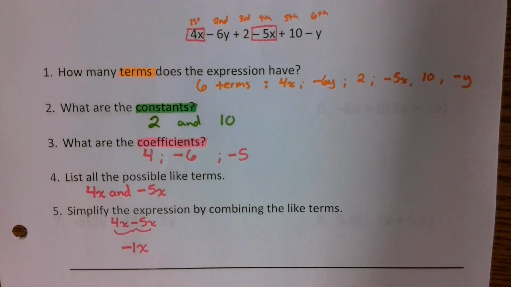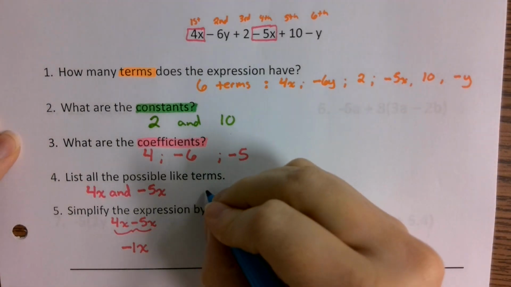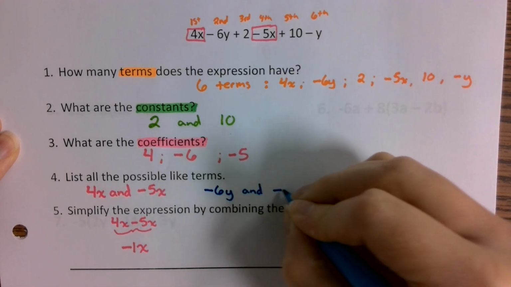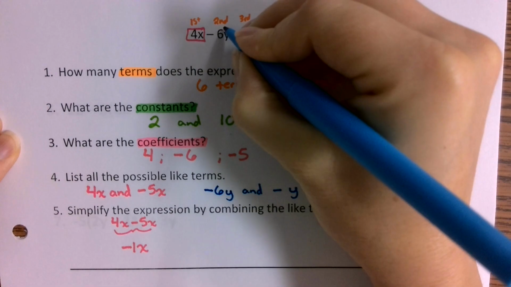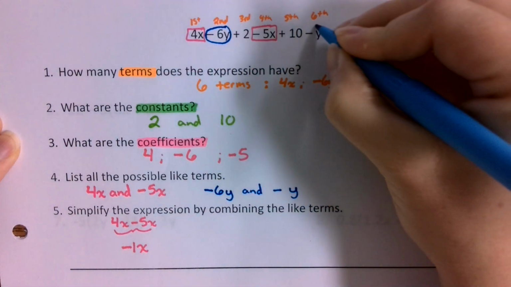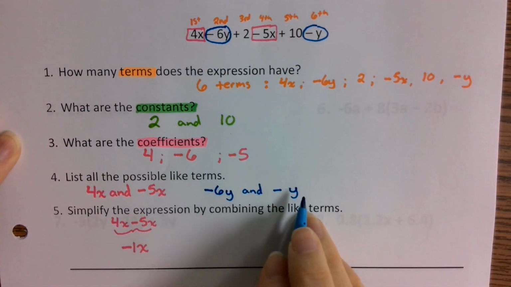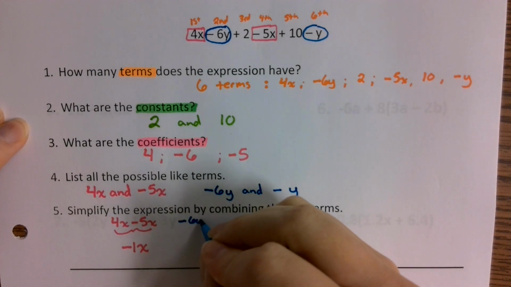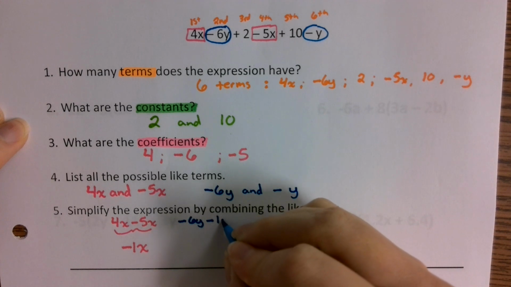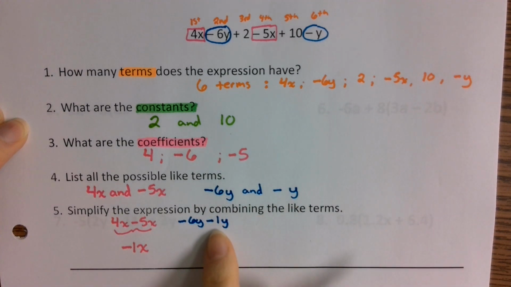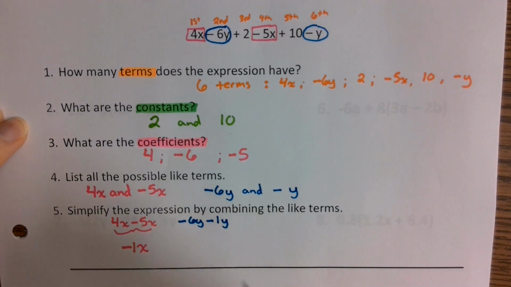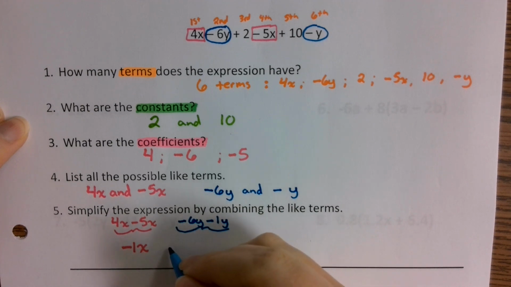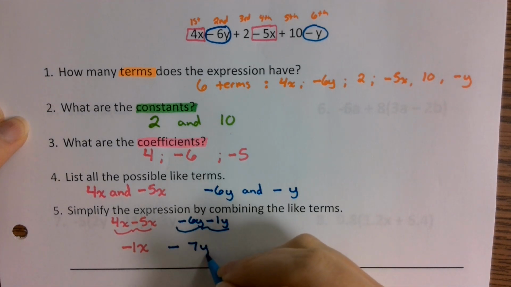Okay, what's another set of like terms up here? Anasia? Good. Negative 6y and negative y. Okay, those are also like terms. Now remember that negative y does have a coefficient when I'm trying to simplify. What is the coefficient that's in front of there? A 1. Okay, if there's not a coefficient written, we automatically know that there is a 1 in front of it. If I do negative 6y minus the 1y, that's going to come out to a negative 7y.